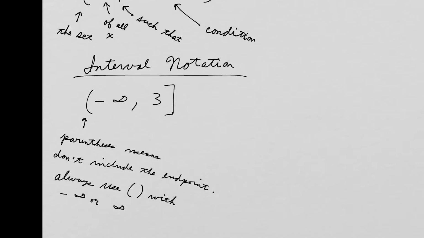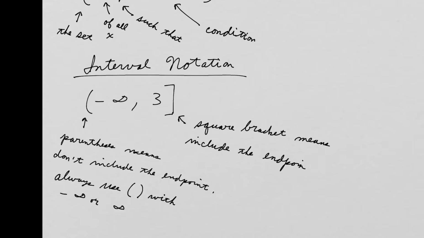Okay. The square bracket means to include the endpoint. So I want to include the 3 in my set. So square bracket means include the endpoint. Okay, so that's interval notation. So that's basically saying all x from negative infinity all the way to 3, including 3. Okay, that's the same thing as x is less than or equal to positive 3.